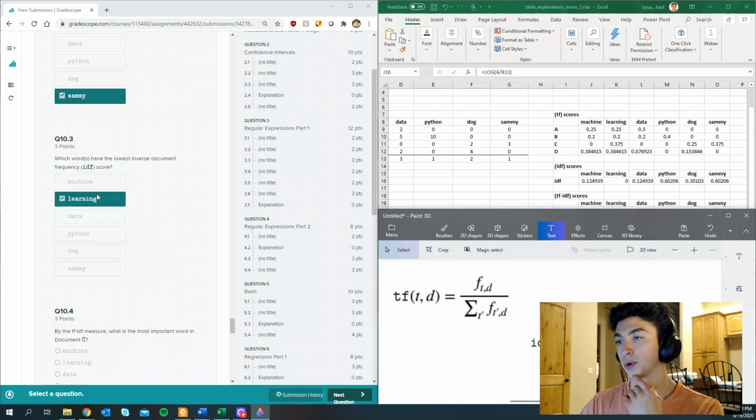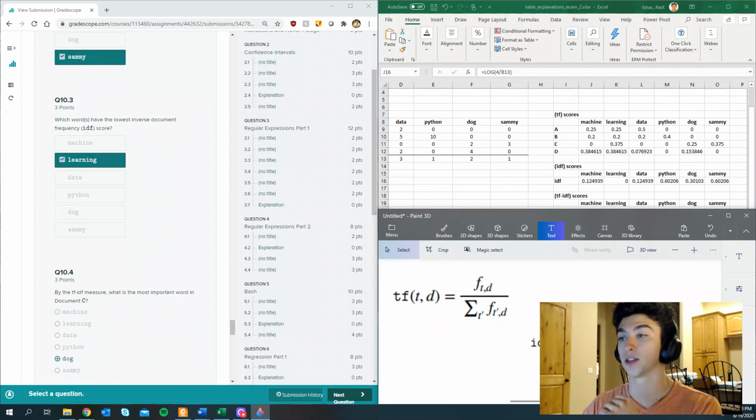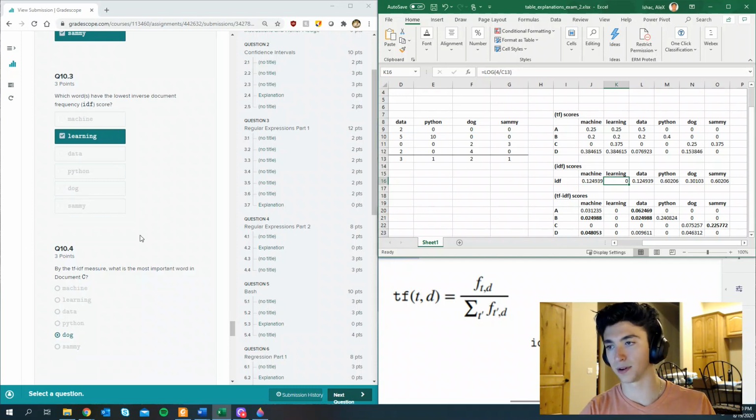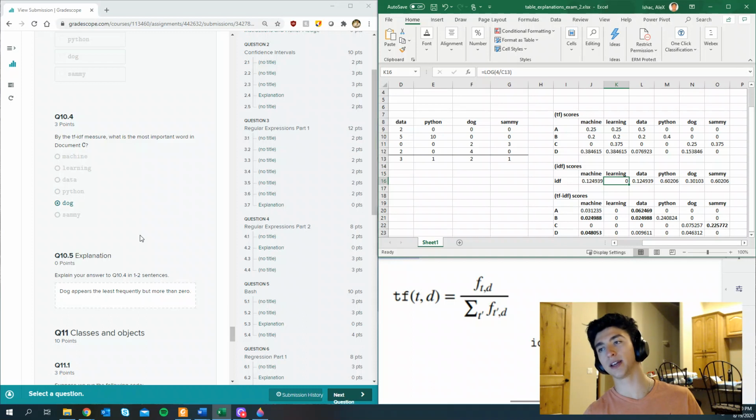10.3, which of the words have the lowest inverse document frequency? The word learning, actually, and that is what I selected, and it's based on the same equation and table I generated for IDF in 10.2. So based off of that table right here, same one that I used, I can conclude that learning has the lowest IDF score. It has a 0 IDF score. That's pretty low.